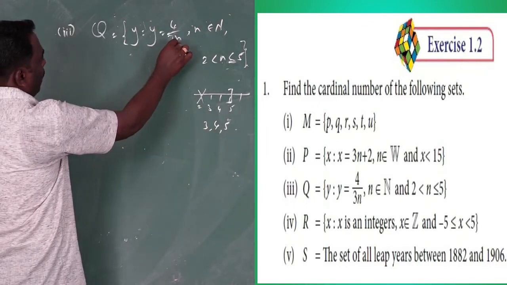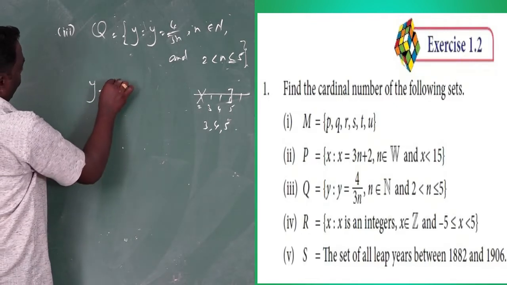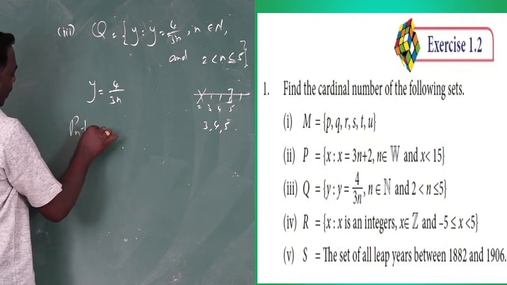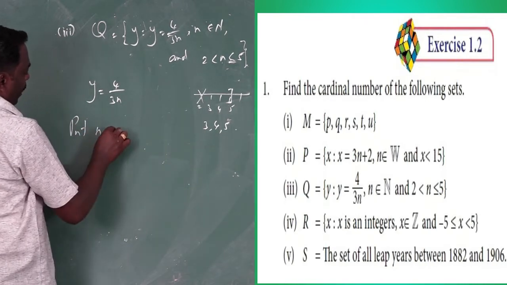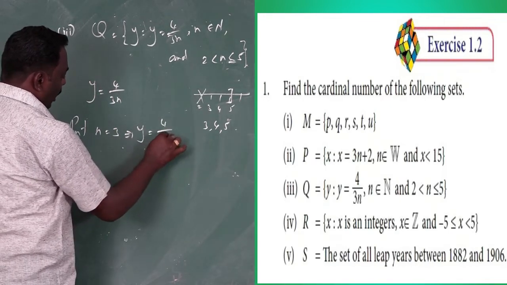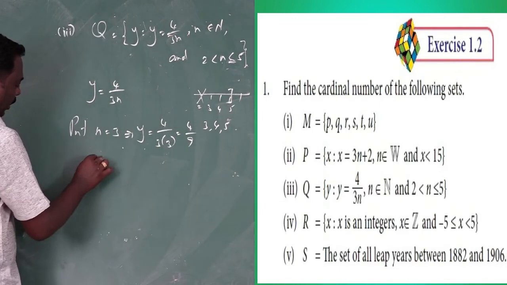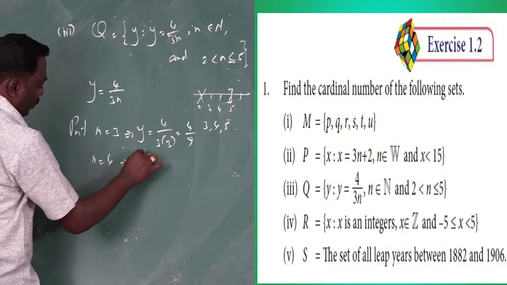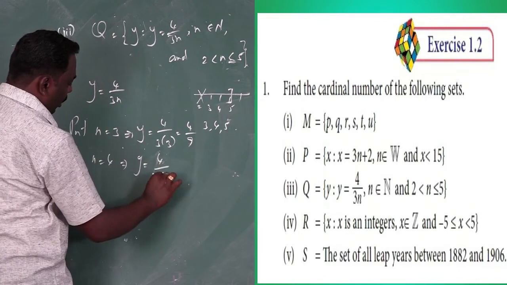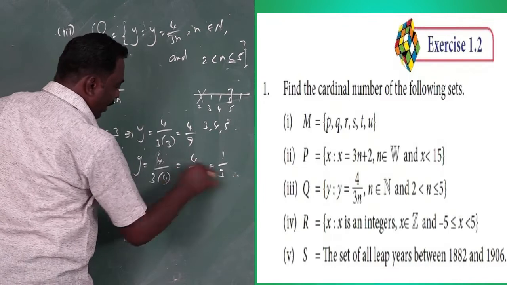In this equation, y is equal to 4 by 3n. Now we first put the n value equal to 3. That implies y is equal to 4 by 3 into 3, that is equal to 4 by 9. Then put n value equal to 4, that implies y equal to 4 by 3 into 4, that is equal to 4 by 12, that is equal to 1 by 3.